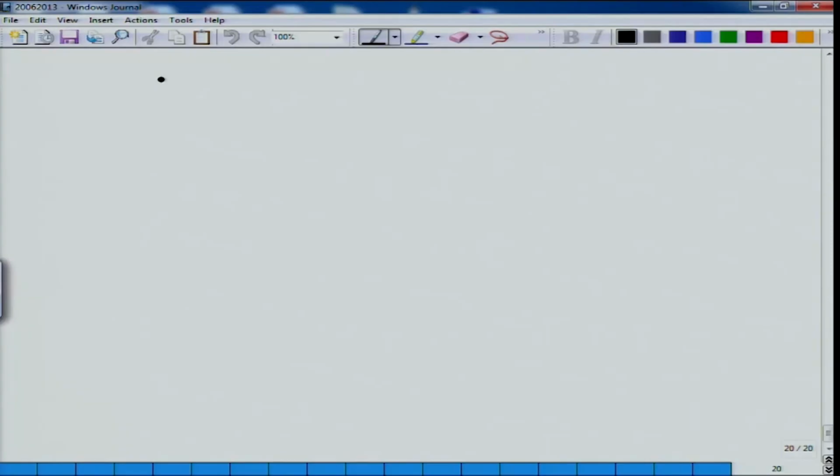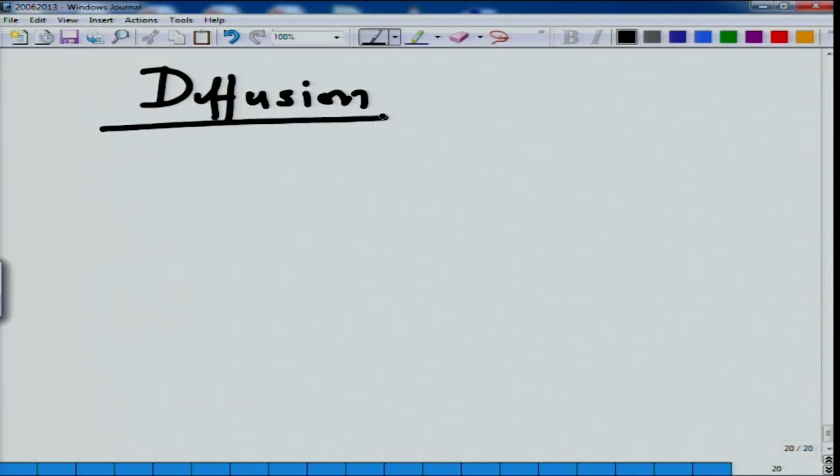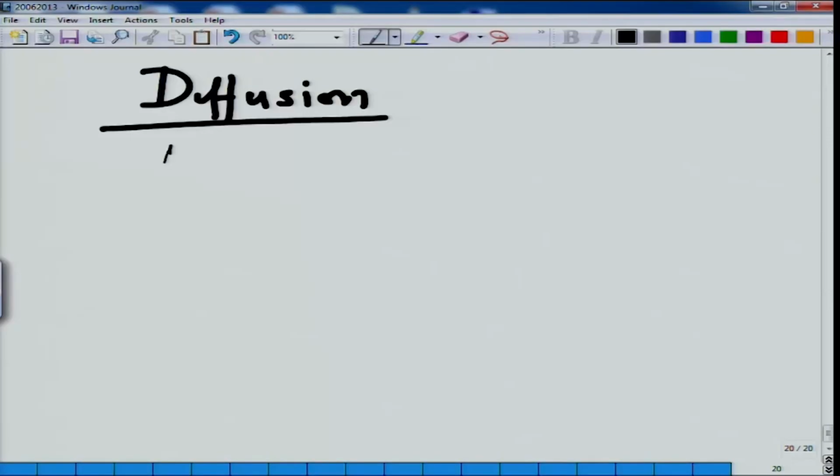Today we are going to talk about diffusion. What is diffusion? Diffusion is basically, at the microscopic level, the random thermal motion of carriers.